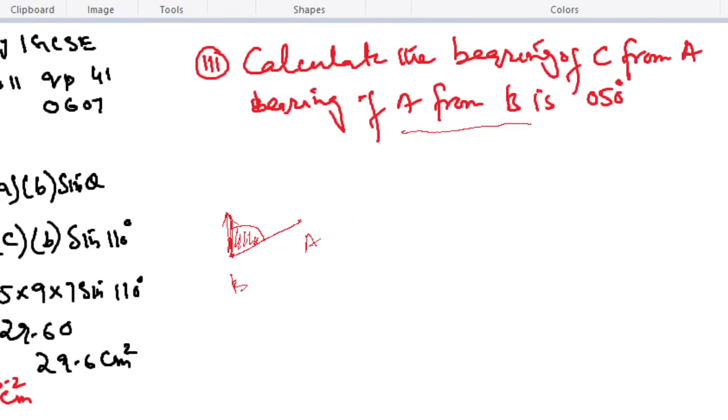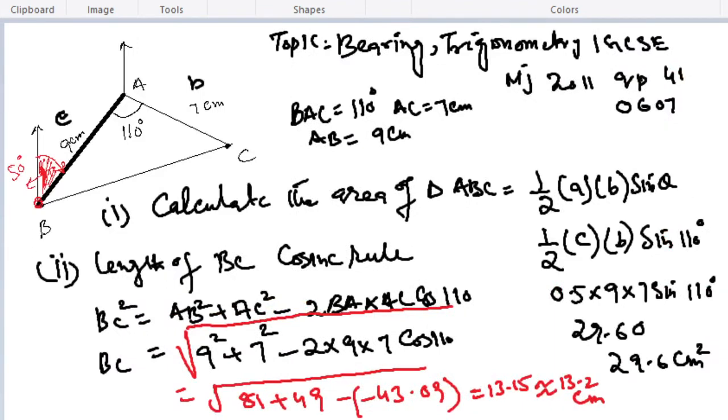So C from A, first of all join C and A, but they're both already joined. So C from A means we'll make a normal line at A. That's the rule. Then start a clockwise movement from the normal line towards the line which joins A and C. So this bearing, this angle, is required. Now look at this angle.